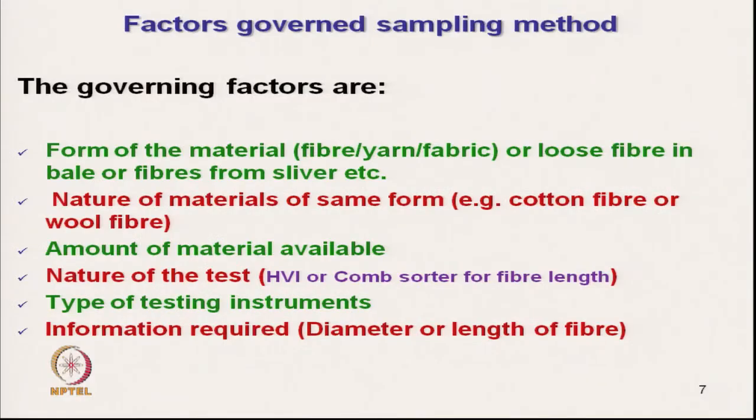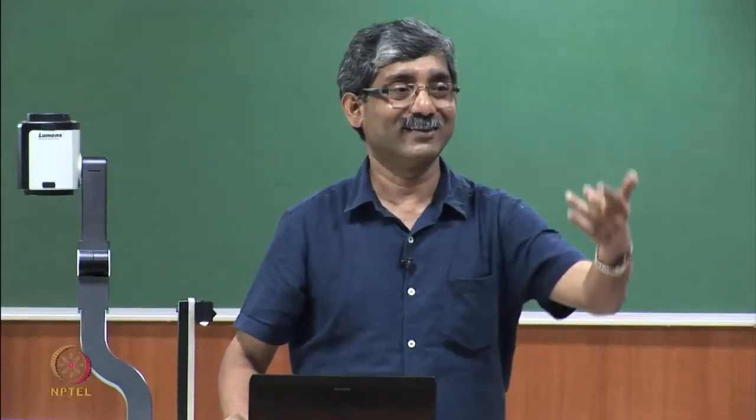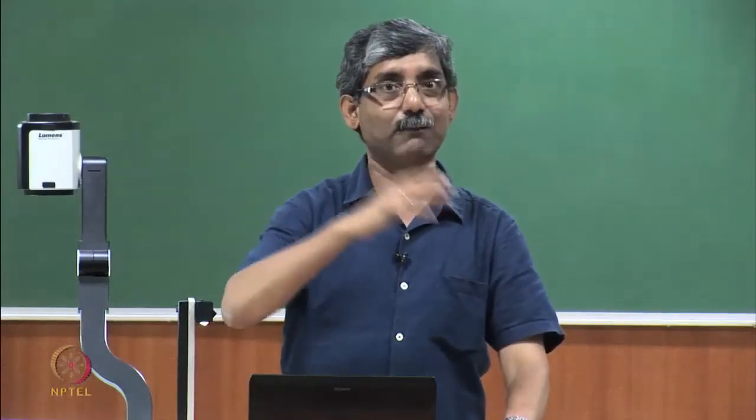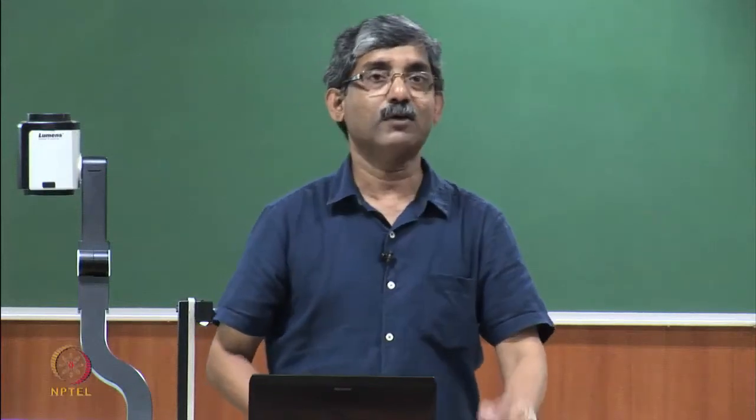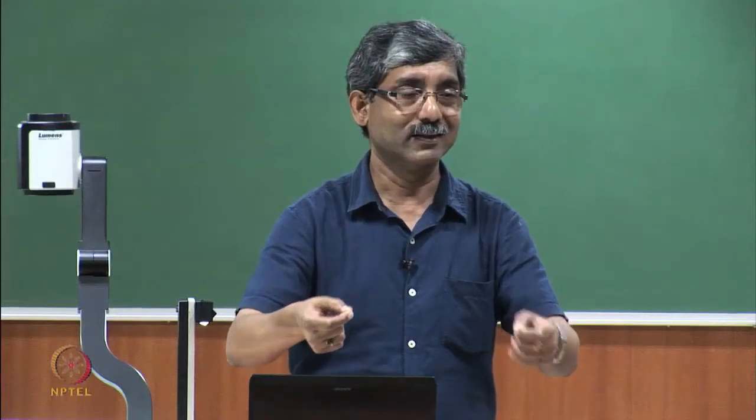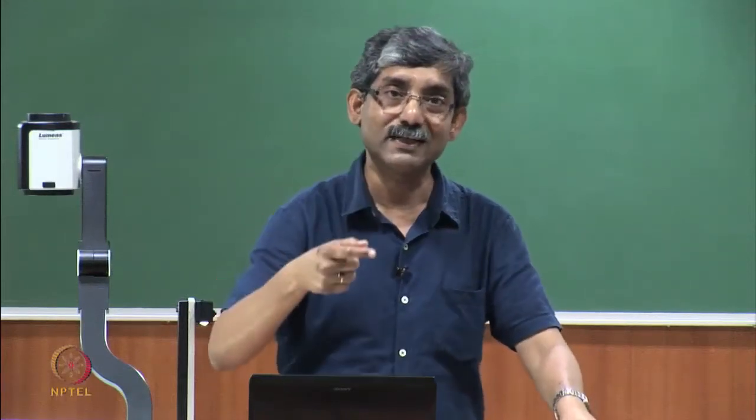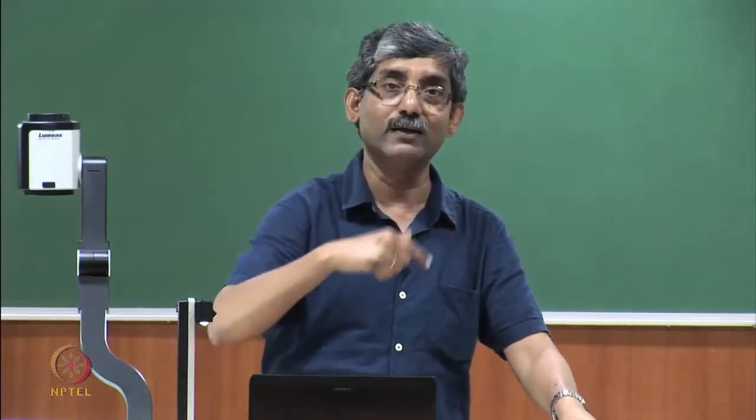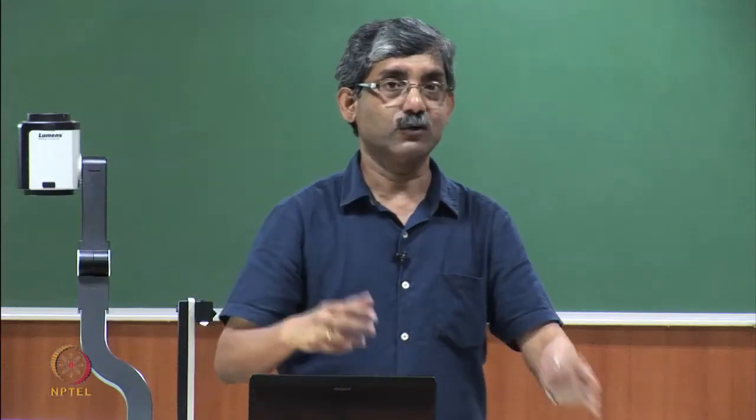Like twist, if we want to measure the twist, the sampling technique will be entirely different from if we want to measure the lea strength. So, a totally different sampling technique will be there. Because for twist we need a smaller length, for lea testing we need say 120 yards length. So, that is how we have to change our sampling technique.